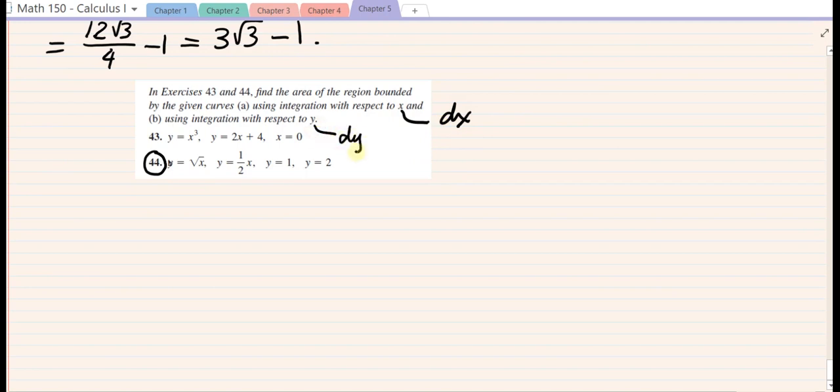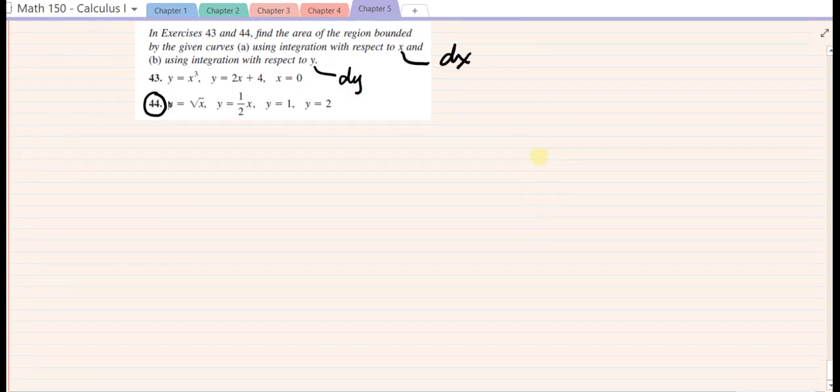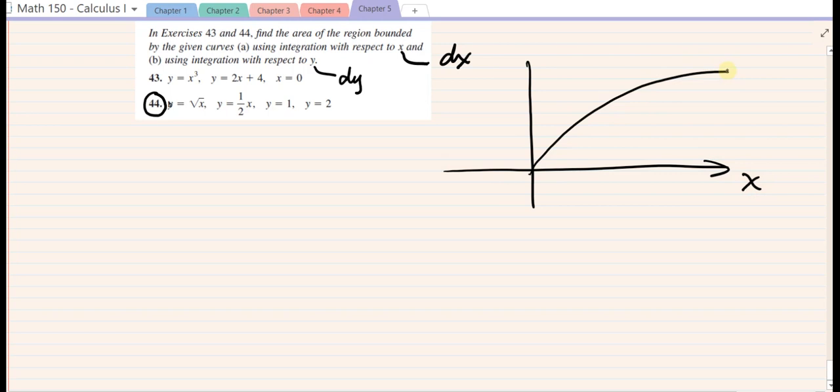That means horizontal rectangles. So for this one, let's actually graph this function. It shouldn't be difficult to graph it, right? First, the square root of x, that's the square root of x. And then we have 1/2 x. That's going to be the half x, right? 1/2 x.